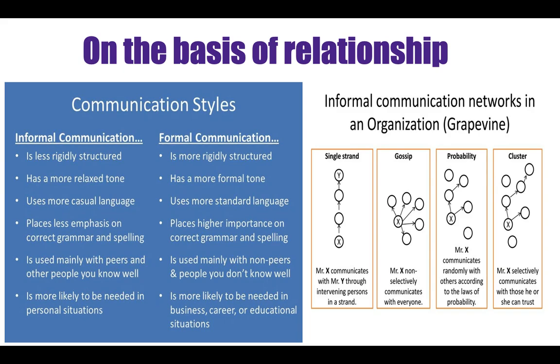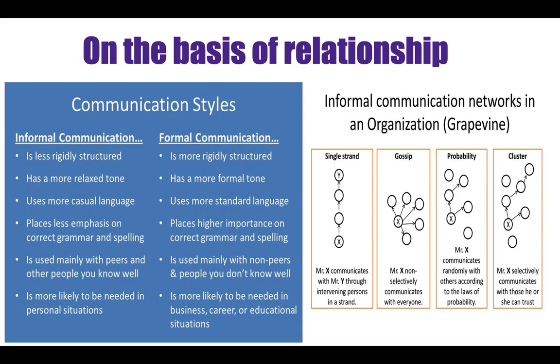So, the grapevine is also important in an organization, and it can be of four types. We can have a single strand grapevine, where one person communicates with another person through a series of people. So X is telling A, who is telling B, who is telling Y. That is how a grapevine can flow. Or Mr.